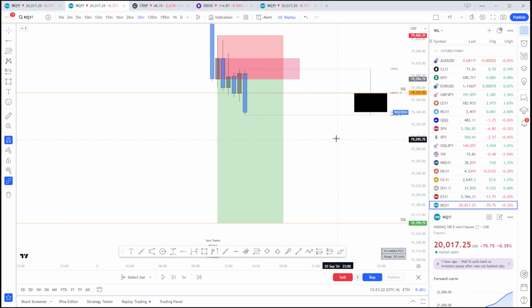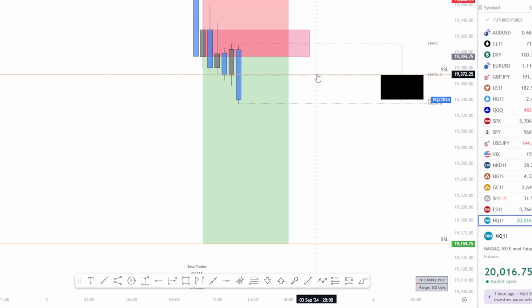Now, notice here, price retraces back into this order block. Do we ever see a body close above this range? As long as price fails to mitigate this candle, we are likely going to see more expansion to the downside.